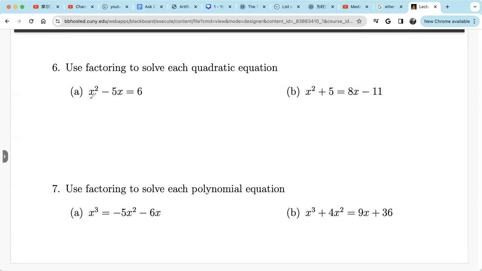So 6, we want to solve quadratic equations. We want to move everything to the same side. So for the first one, A, we would like to move 6 from the right-hand side to the left-hand side. It becomes negative 6 on the left-hand side. Then we want to factor this. We think about 2 factors of negative 6 that add up to negative 5. There has to be x minus 6 and x plus 1.